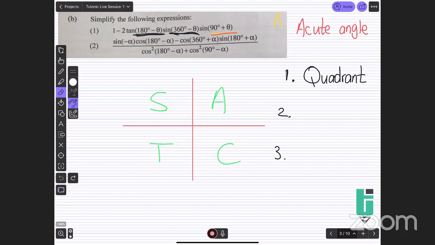Then the second question is, is the function positive or negative in that quadrant? And for that, you use the CAST diagram. Okay. So for example, in the second quadrant sine is positive, but not cos or tan. And also, in the third quadrant tan is positive, but not sine or cos. Fourth quadrant cos is positive, but not sine or tan.